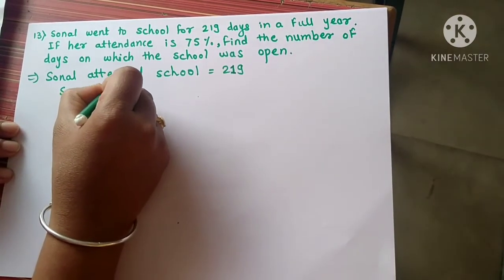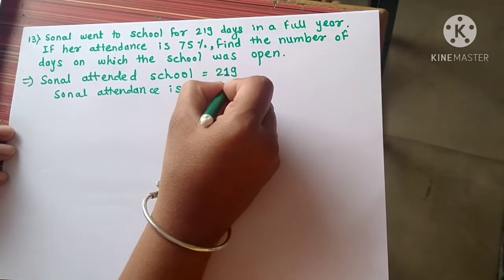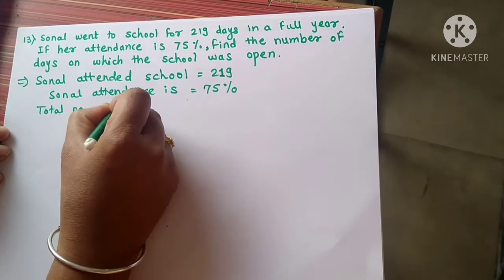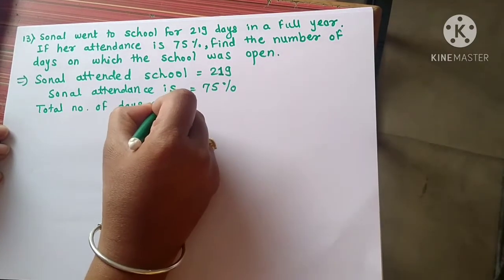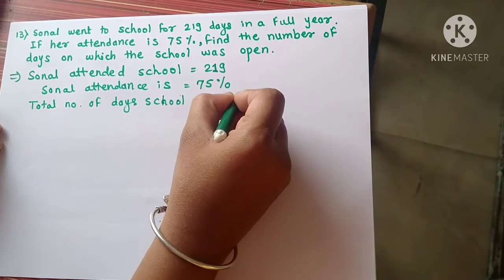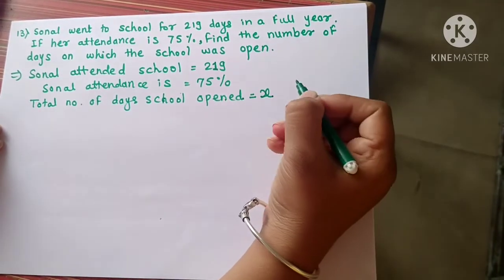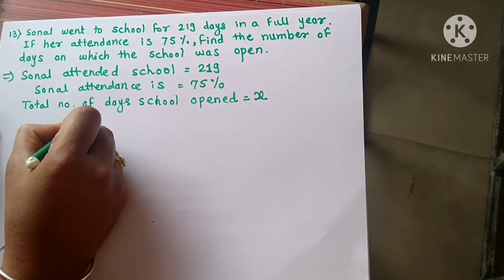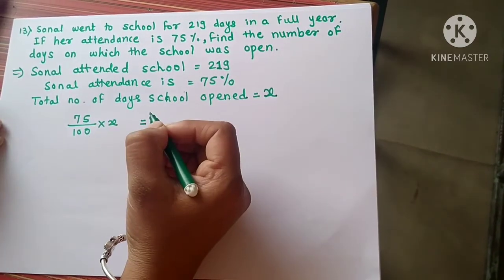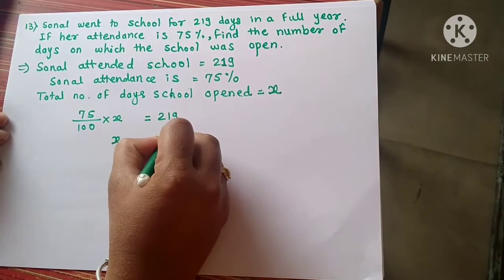Sonal's attendance is 75% attendance. So we have to find out the total number of school days, days the school was open. We have to find out how many days the school was open. So let the open days be x. So 75% upon 100, x, we have to find out the number of school open days, 219. So x as it is 219.